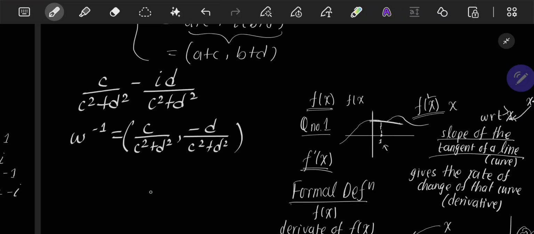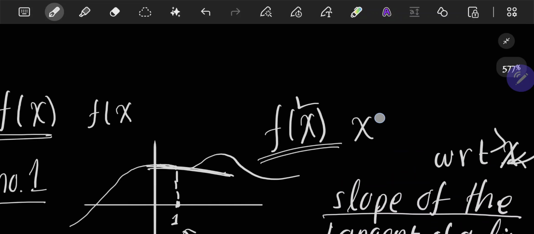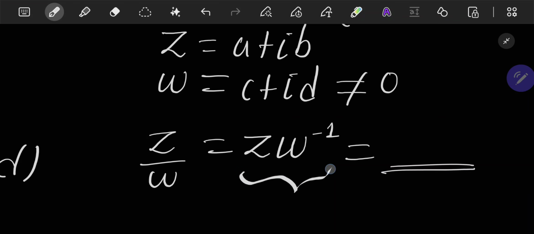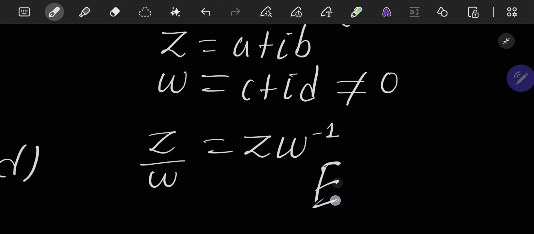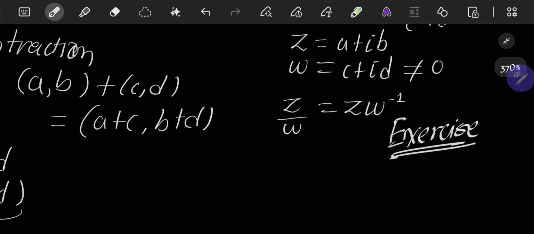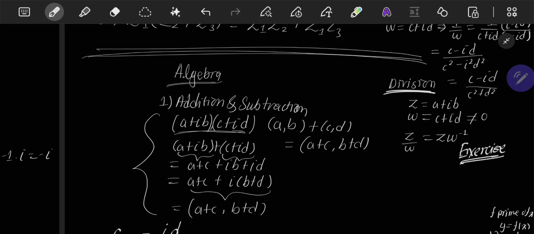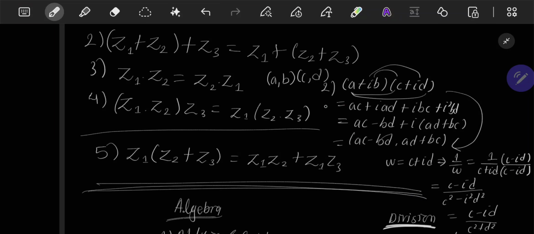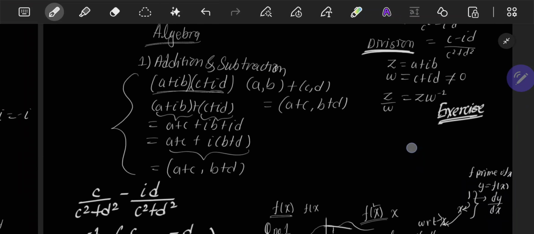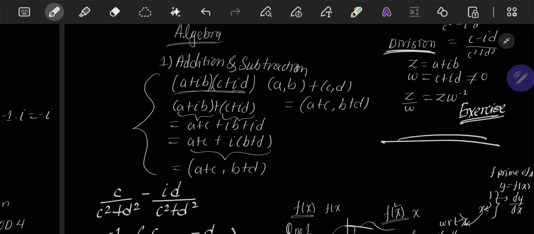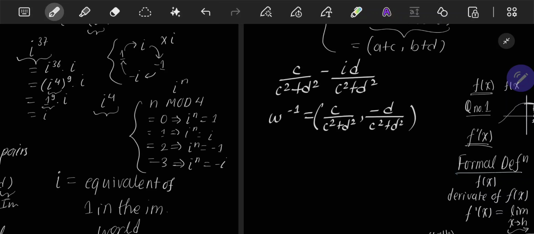And in order to find the division, we need to multiply z with w inverse. Now, this I'll leave as an exercise because it's relatively simple. We just need to use the same rules that we used in finding the multiplication of two complex numbers over here. So I'll leave this as an exercise. It should be relatively simple.